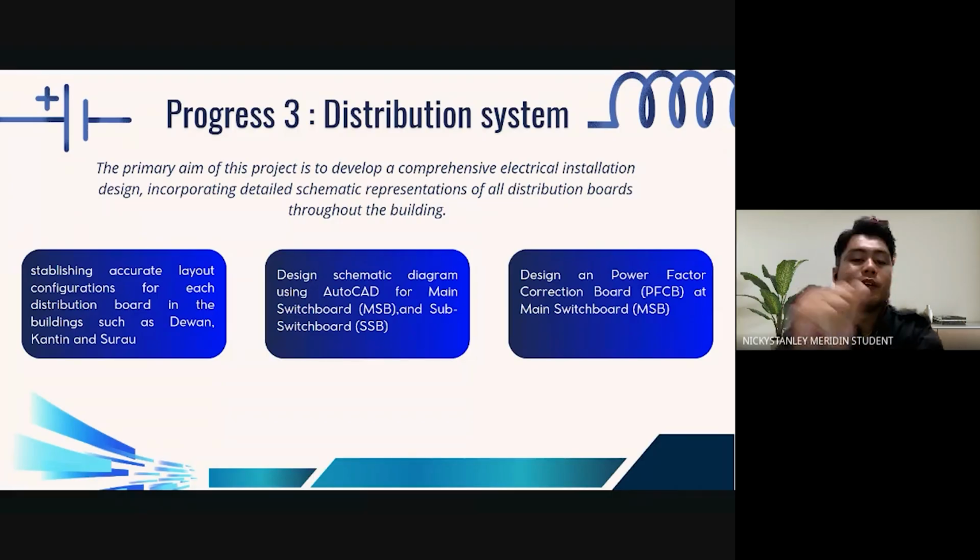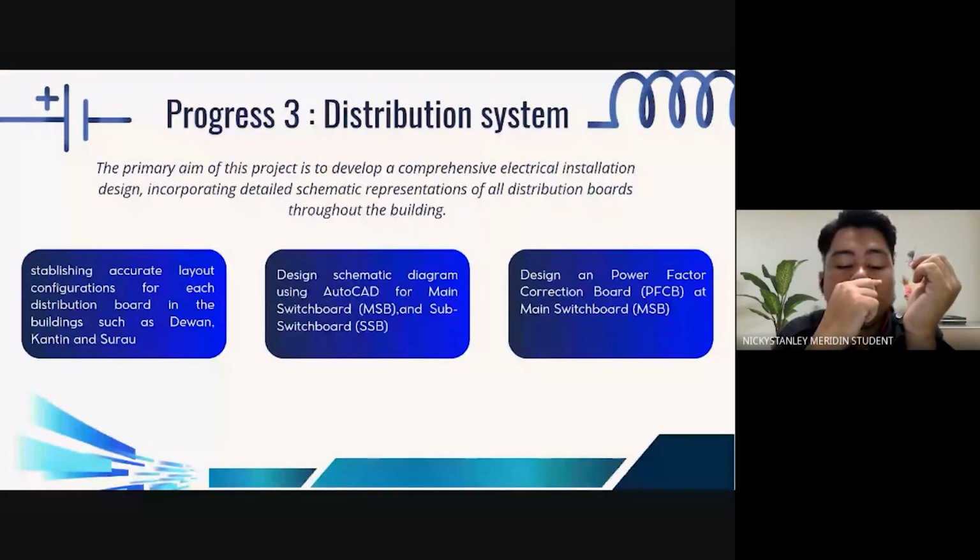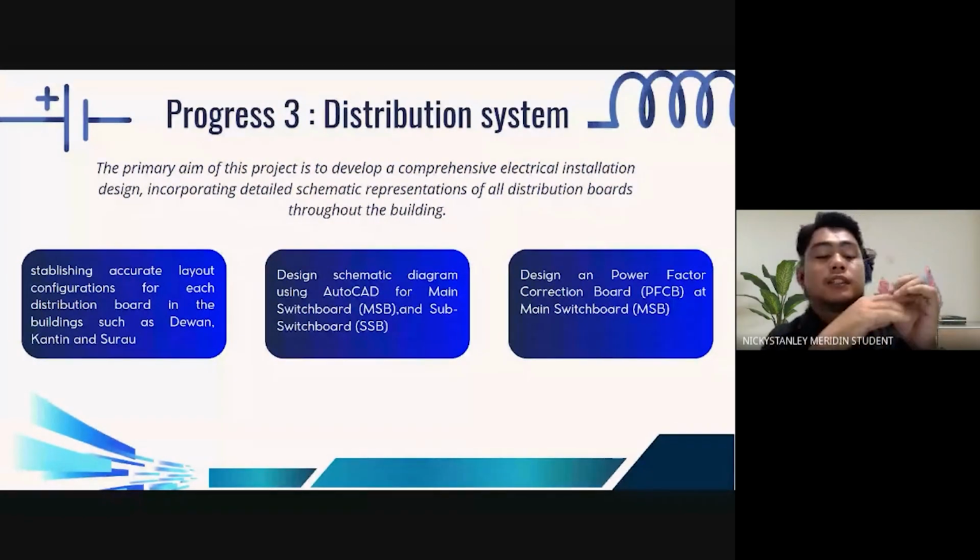Hello, my name is Nickstanley Meridin. So let's continue to progress number 3. In progress number 3, we are focusing on the distribution system. Here we will design our schematic diagram using AutoCAD for the MSB, SSB, and the DB. And the last one, we will design our power factor correction for the MSB. So let's go to the next slide.